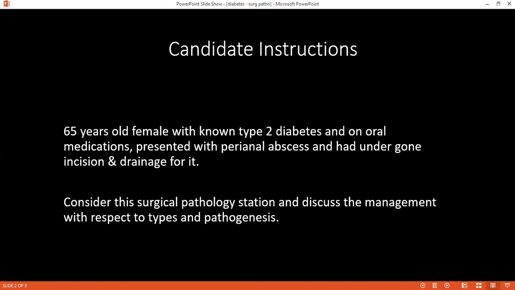Define the term cellulitis, what do you understand by cellulitis? It is the infection of the skin, which usually involves the dermis and subcutaneous tissue, and it is spreading, and also there will be pain, swelling, redness, and raised temperature. Okay, and it's a bacterial infection.